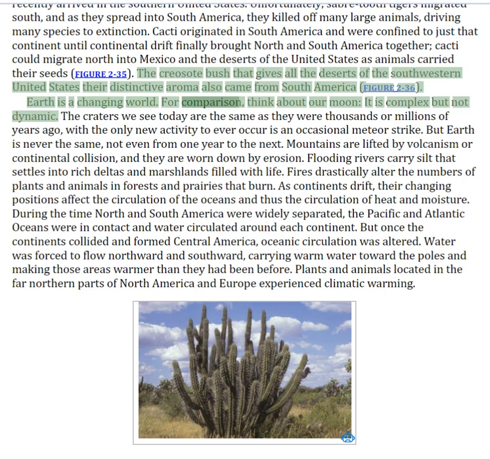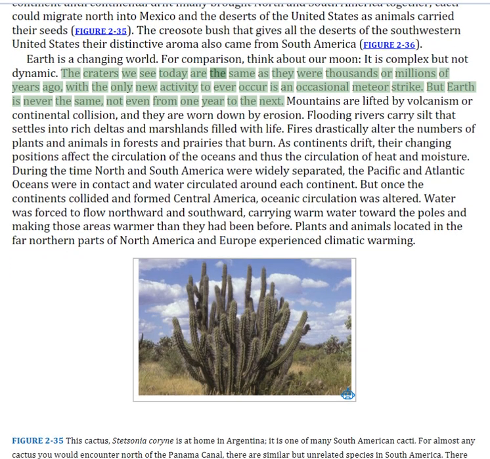For comparison, think about our moon. It is complex but not dynamic. The craters we see today are the same as they were thousands or millions of years ago, with the only new activity to ever occur being an occasional meteor strike. But Earth is never the same, not even from one year to the next.